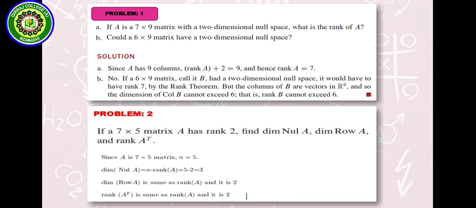Here is the next problem. If a 7 by 5 matrix A has rank 2, find the dimension of null A, dimension of row A, and rank of A transpose. A is a 7 by 5 matrix, so n equals 5. Rank is 2, so 5 minus 2 is 3, which is the dimension of null A. Dimension of row A equals rank of A, which is 2. Rank of A transpose equals rank A, both are the same, so it is 2.